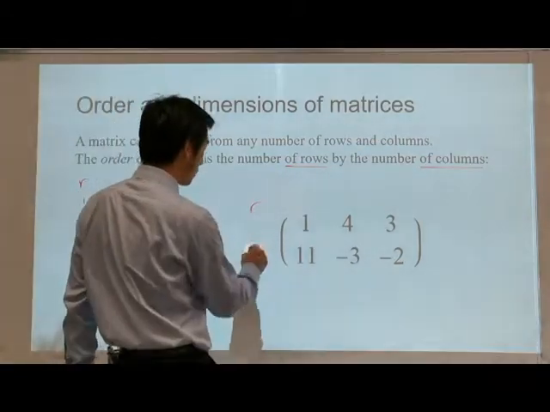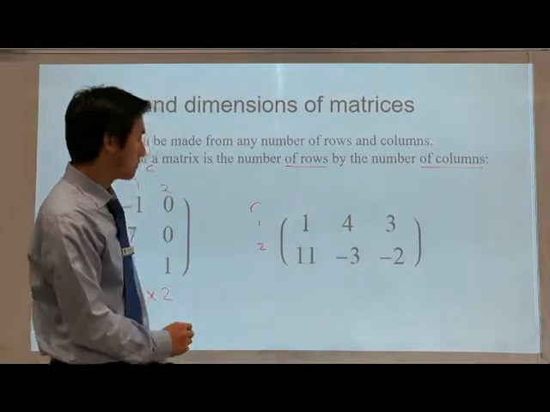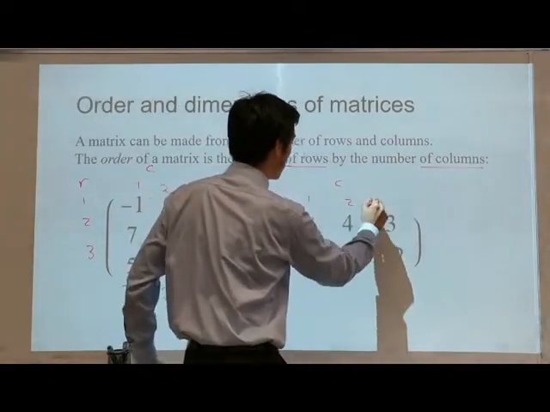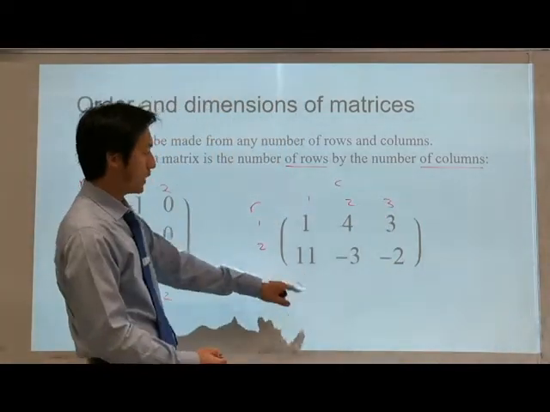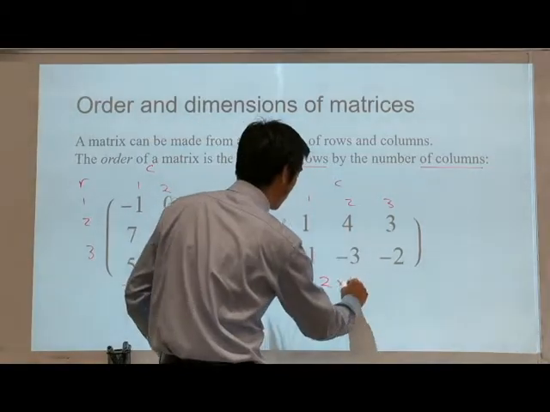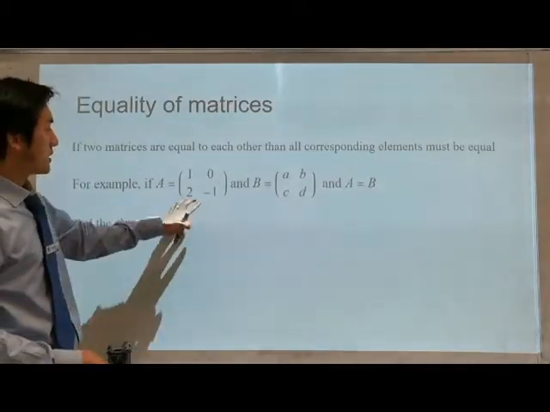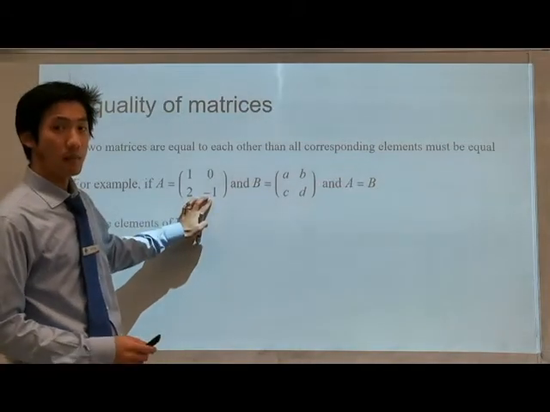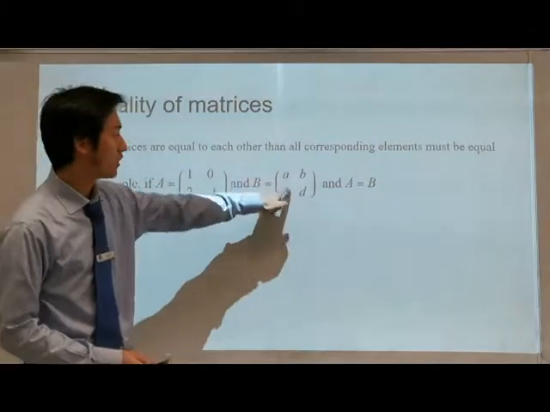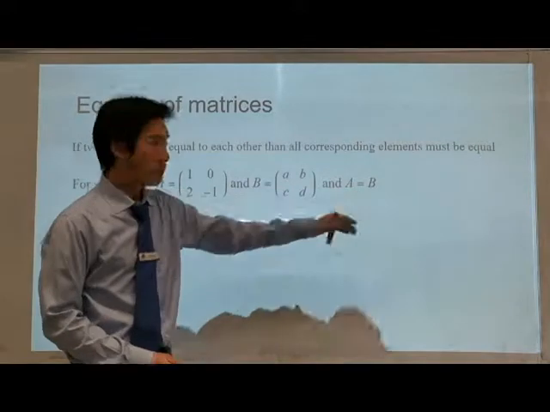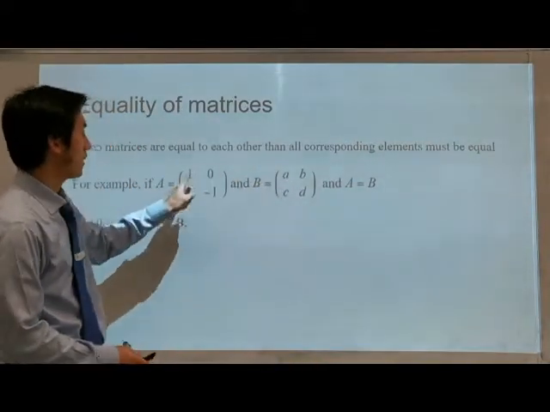Similarly, here there are 1, 2 rows, and for the columns, 1, 2, 3. This would be a 2 by 3 matrix. Now, what's important is that if you've got matrices of the same order, meaning they've got the same rows and columns, and they are equal to each other, then we can equate the entries.